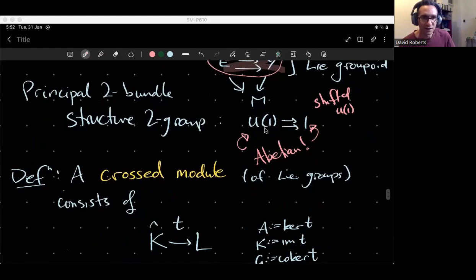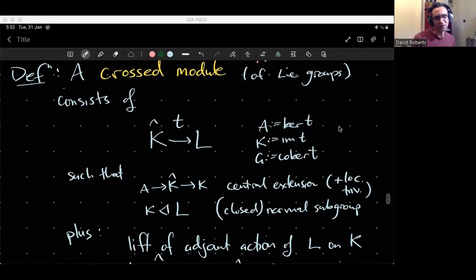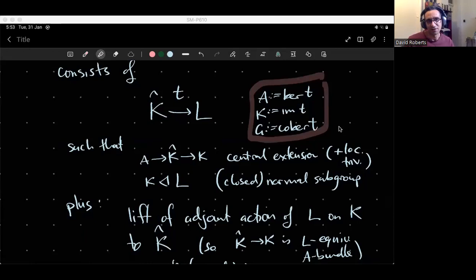It's an example of something that arises from something called a crossed module. So these crossed modules play the role of the structure group. The 2-group and the crossed module are two sides of the same coin, but it's a bit easier to describe crossed modules. A crossed module is a pair of groups linked by a homomorphism, and from that homomorphism we get a whole bunch of other subsidiary groups. This homomorphism is basically stitching together a central extension of a normal subgroup, plus some interesting extra self-action.